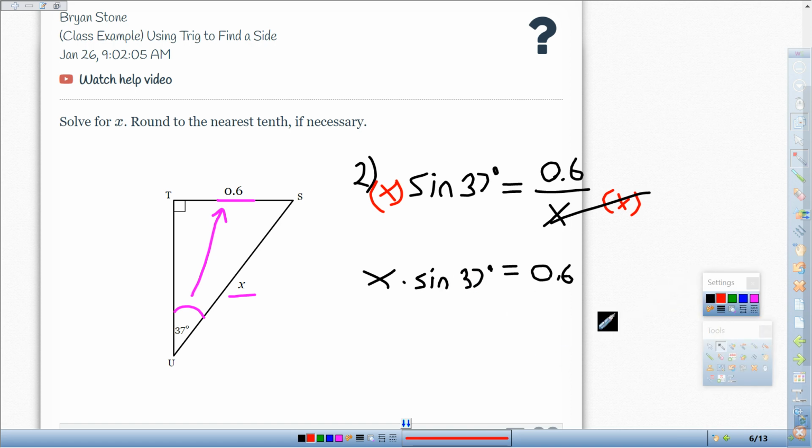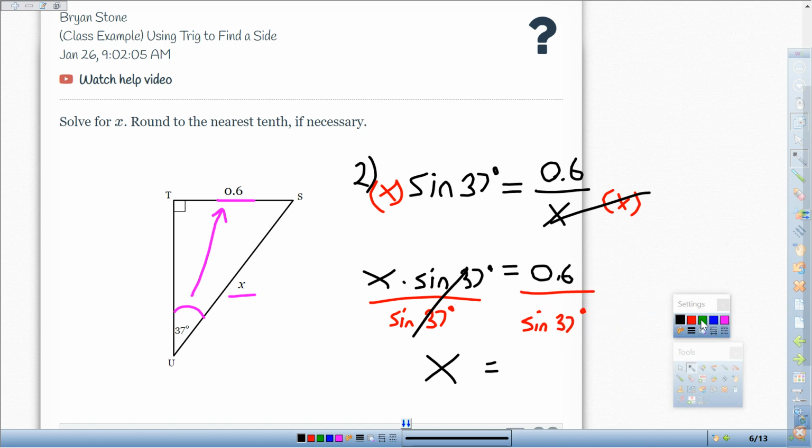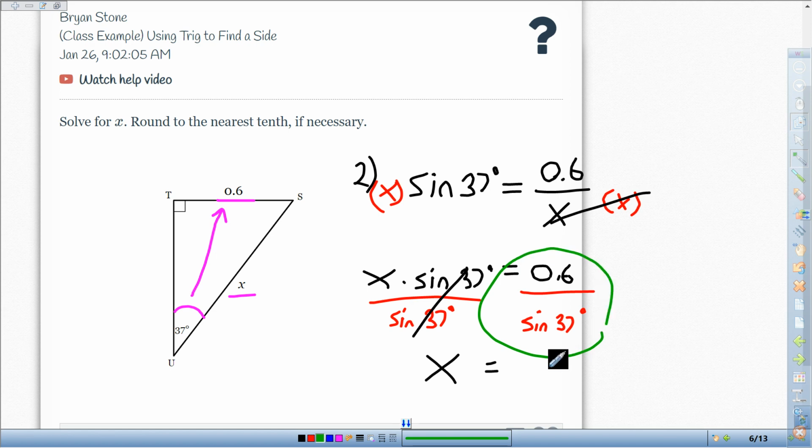Now we can solve for x by getting rid of sine 37 by dividing both sides. Please make sure you show me these steps, even if you know how to do it without them. I want to see them, especially on the test, but even on this review. Here's something interesting. Try to type this in your calculator right here and see what you get.